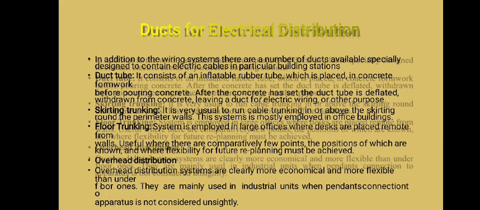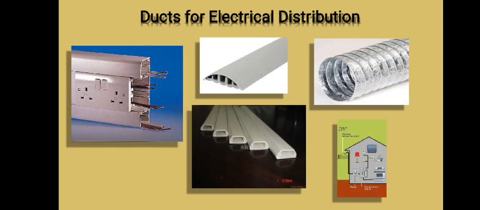Ducts for electrical distribution. In addition to the wiring systems, there are a number of ducts available, specially designed to contain electric cables in particular building stations. It consists of an inflatable rubber tube which is placed in concrete formwork. After pouring concrete and once the concrete has set, the duct tube is deflated and withdrawn from the concrete, leaving a duct for electric wiring or other purposes. Overhead distribution systems are clearly more economical and more flexible than others. This is an example of ducts for electrical distribution.